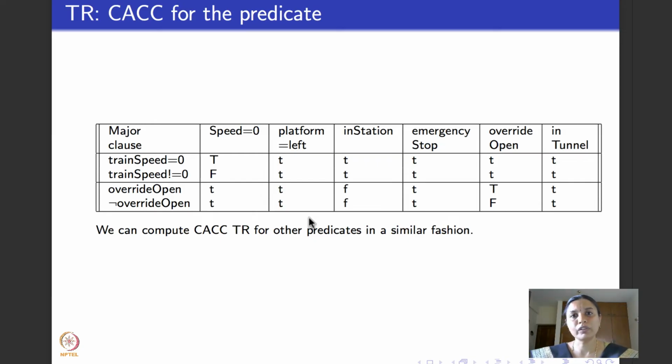To be able to give test cases for this TR, you have to make train speed value 0. You should ensure that the platform is set to left. In station, as a Boolean variable, should be made true. Emergency stop should be made true. Override open should be made true. And in tunnel should be made true. This is how a test case for that will look.